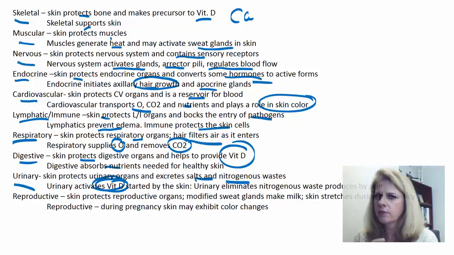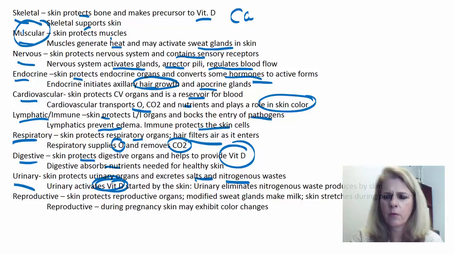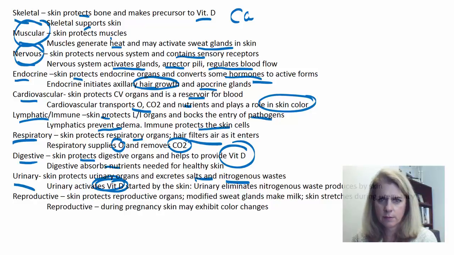Okay, and actually calcium also is very important for muscle contraction. Didn't know that, did you? Yeah. Calcium is also very important for nervous system conduction. Okay, so for your nerves to do their thing, you need calcium. So see how we're tying these organs together?